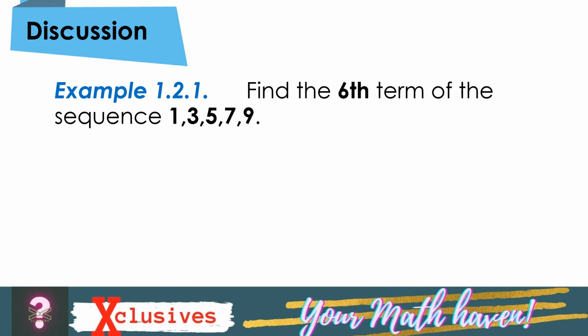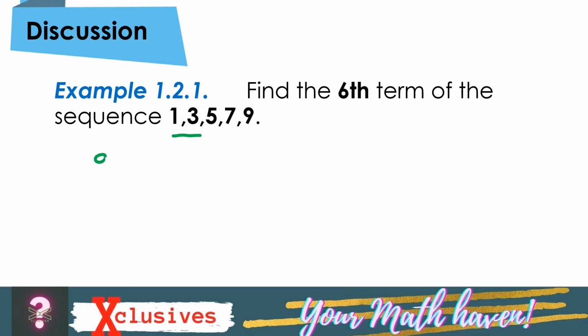Let's have our first example. Find the sixth term of the sequence 1, 3, 5, 7, and 9. Now, how are we going to solve that? Here, we have to find first the common difference of the sequence. So, finding the common difference is subtracting the two consecutive terms. In this case, we'll make use of the first and the second term.